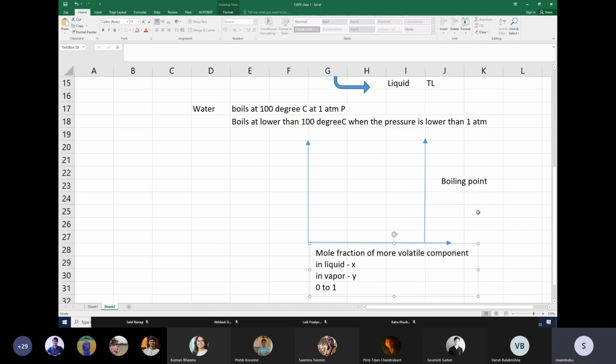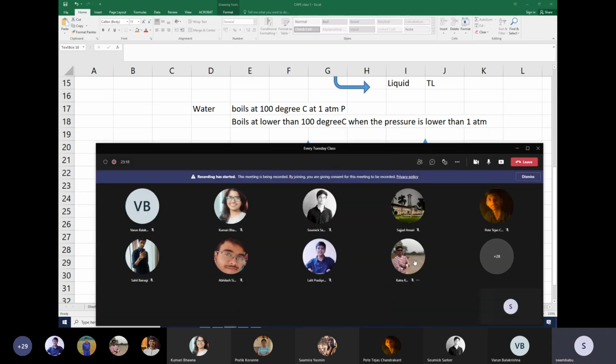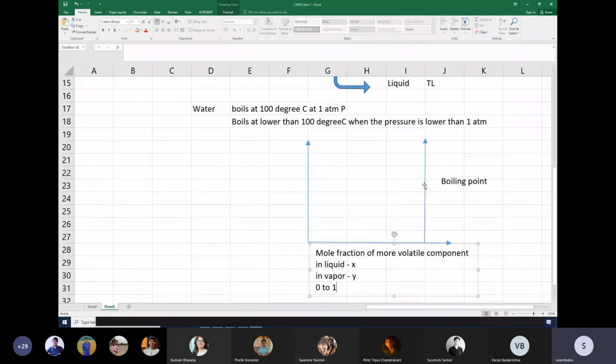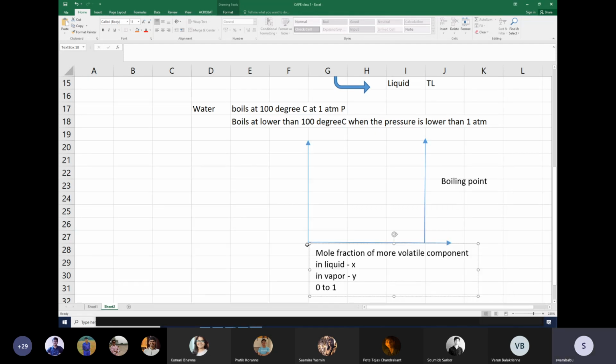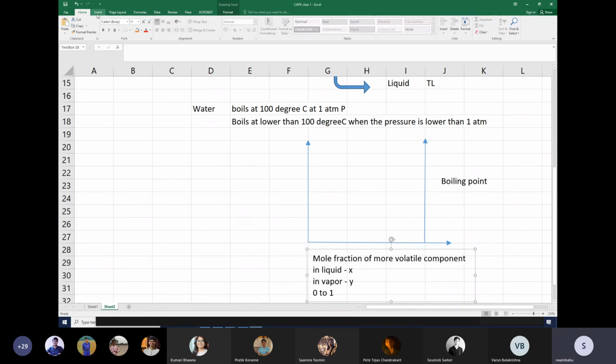Now, for those who have not answered yet, is the boiling point of the more volatile component higher or lower than the boiling point of the less volatile component? We have A and B. A is more volatile, B is less volatile. Which will have the lower one? The more volatile component's boiling point is lower, whereas the less volatile component's boiling point is higher. So see at 0, since these are mole fractions, this is 0.